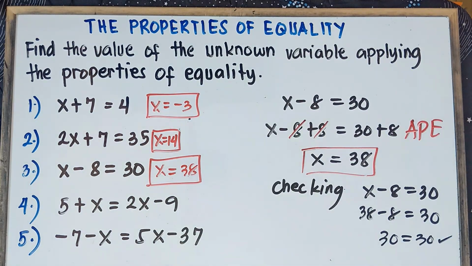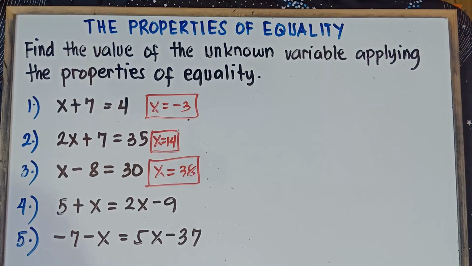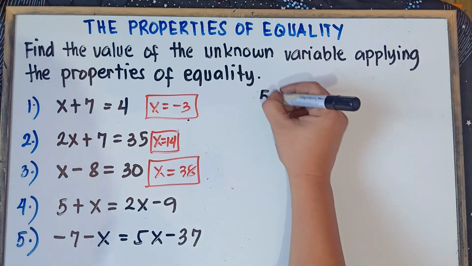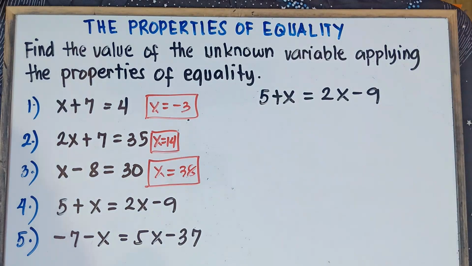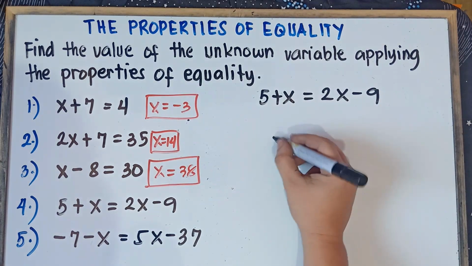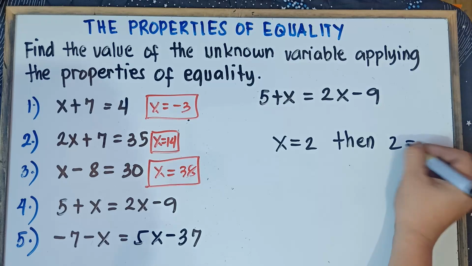Alright, so let's proceed now to example number 4. Let me copy the equation. We have 5 plus x equals 2x minus 9. Now, always remember this one, class, the symmetric property. If we say that x equals 2, then it's just the same with 2 equals x.